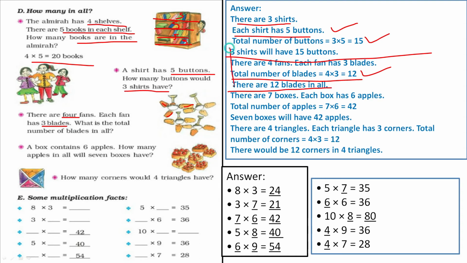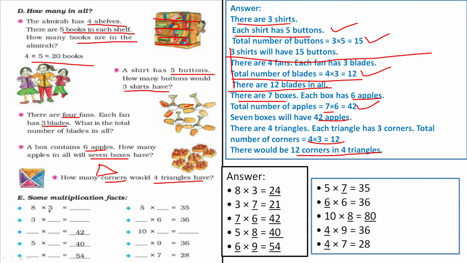Next question. A box contains 6 apples. How many apples in all will 7 boxes have? So there are 7 boxes. Each box has 6 apples. 7 6s are 42 apples. Next one. How many corners would 4 triangles have? One triangle has how many corners? 1 2 3 corners. So 4 3s are 12 corners in all 4 triangles.